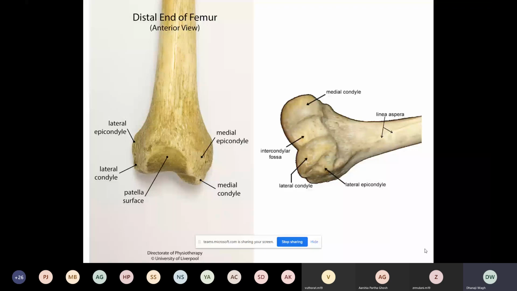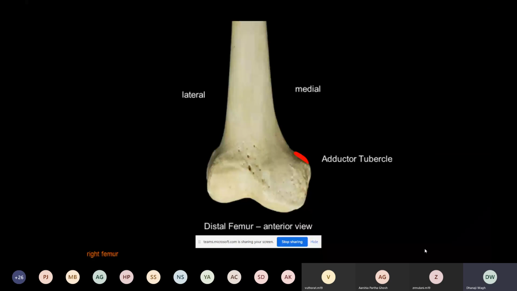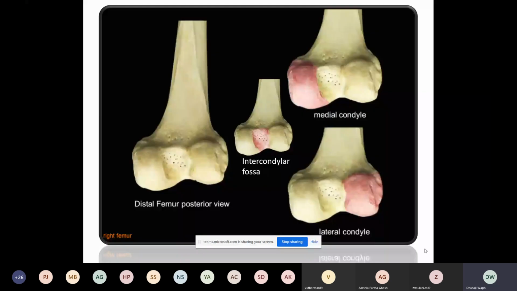Then these two condyles: this is the lateral epicondyle, then the adductor tubercle on the medial side, and the medial epicondyle. You have to see this properly. This may be asked as a feature to show. Now come to the distal end. There is the articular surface, the two condyles partially covered by this large articular surface, divisible into the patellar and the tibial part.